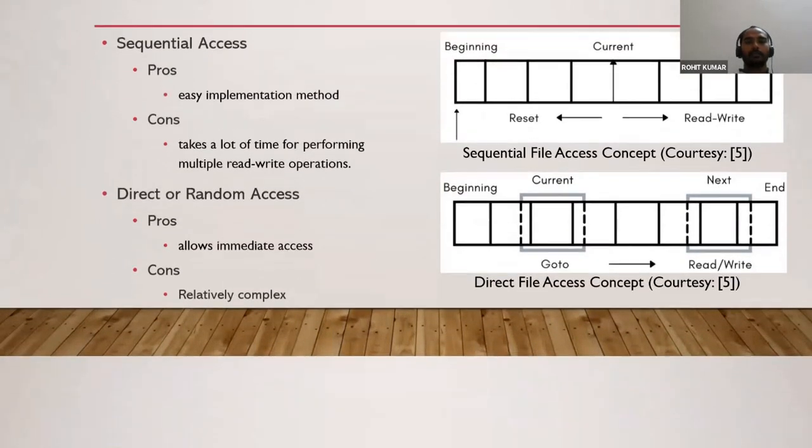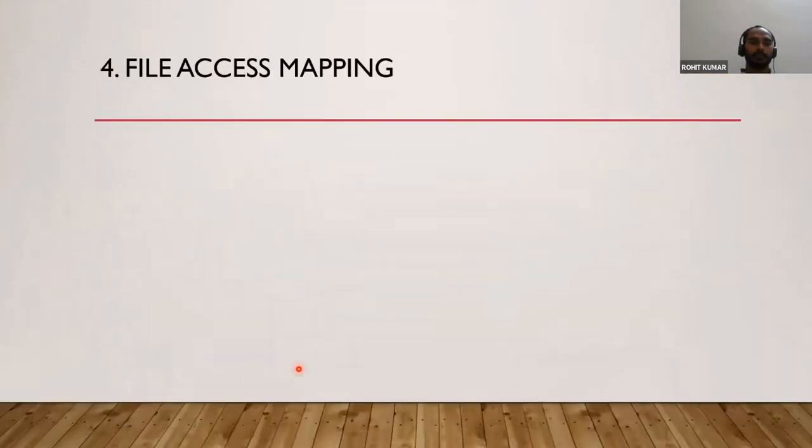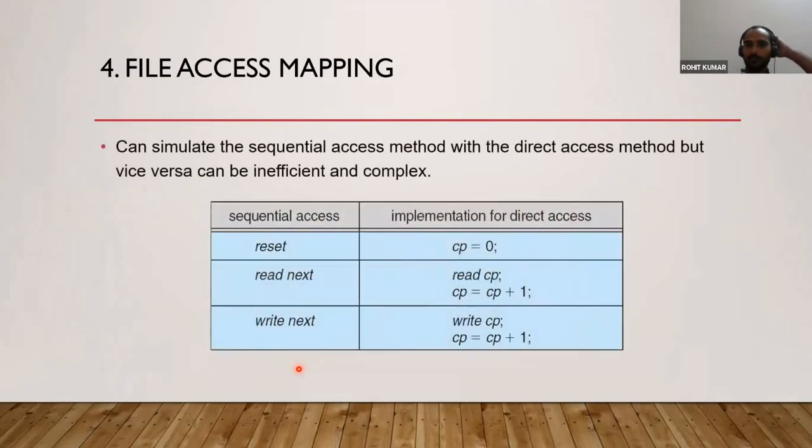Now there is a third access method, but before discussing the third method, we'll discuss the concept of mapping. Is it possible to convert one type of file access into another type of file access? Yes, it's possible. So we can simulate the sequential access method with the direct access method, but vice versa can be inefficient or complex. Means converting your sequential into direct.